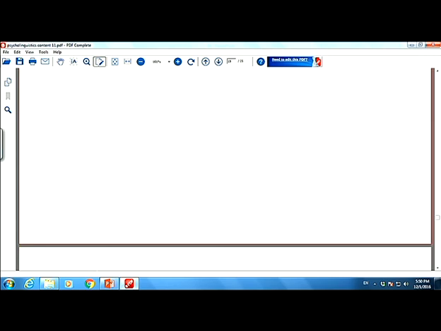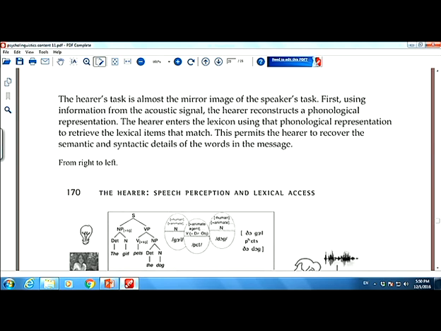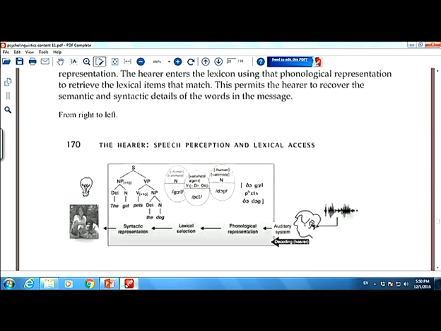The hearer, speech perception, and lexical access. The hearer's task is almost the mirror image of the speaker's task. It's almost the opposite. When you hear, you are there. Right? So first, we start from the signal. We start with the phonological representation first. When we hear, of course, we hear phonology. Then words, and then after the words, it is sent to syntax, and then we get the idea.